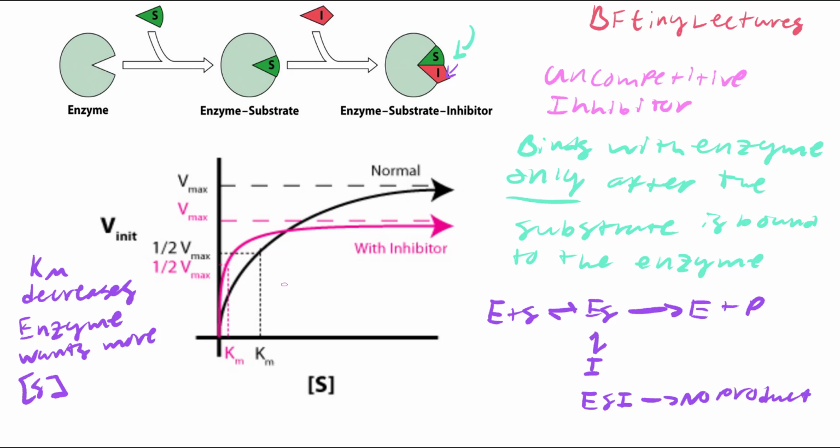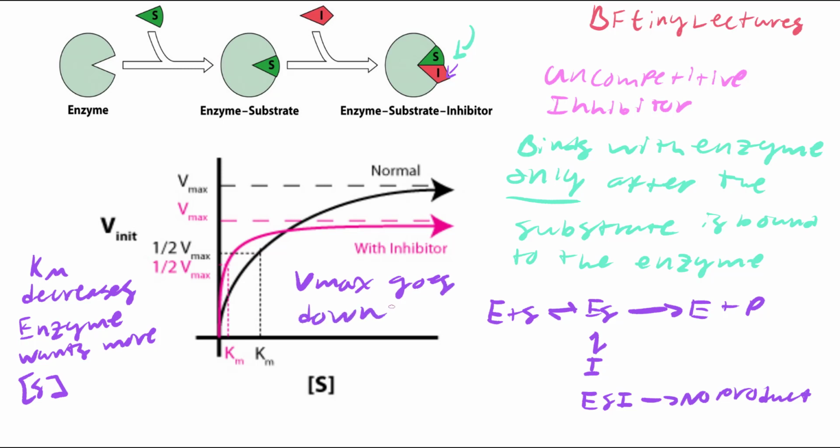Okay? So likewise, halfway through the reaction, the ES complex is introduced to the inhibitor, and now that inhibitor is preventing it from completing the reaction. So now the reaction is going to take a longer time to complete or not complete at all. Okay? So the Vmax goes down. Okay?